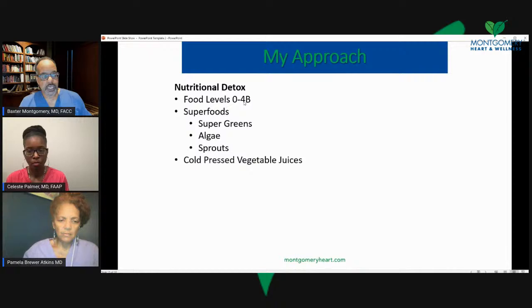We use a lot of superfoods, algaes, super greens, sprouts, cold-pressed juices. Sometimes I may put someone on a juice feast, especially with vegetable juices, if they have severe liver dysfunction, to rest the GI tract, remove inflammation, take away the burden of the liver, and detoxify. And also, by the way, the nutritional detox allows us to remove medication.